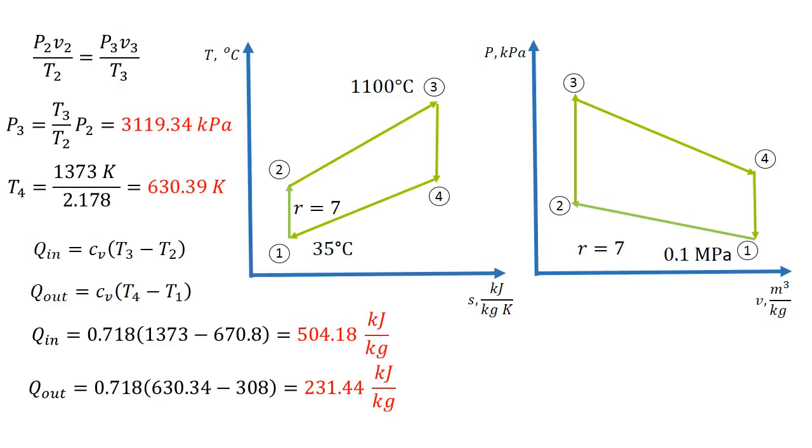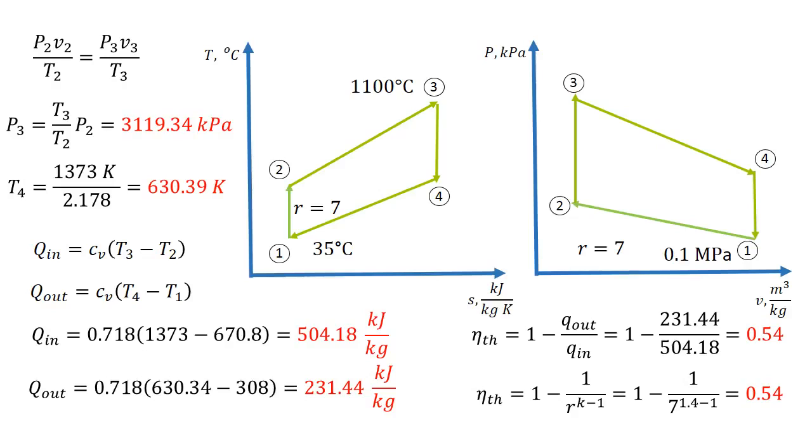There are two ways that we can calculate the efficiency. The first one is to use the heat input and the heat output, which is equal to 0.54. And the second one is by using the compression ratio and the k value, which is equal to 0.54. In both cases, we got the same value.